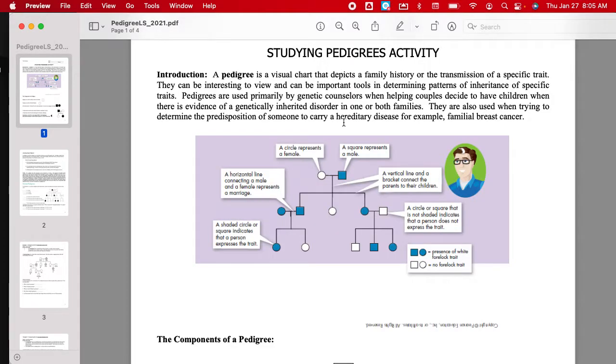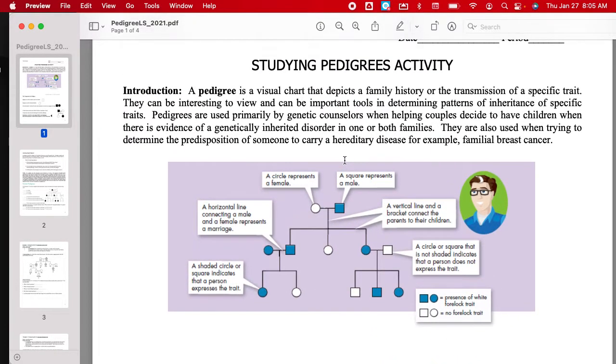I'm going to zoom in here so you can see this a little bit better. A pedigree is a visual chart that depicts a family history or the transmission of a specific trait. They can be interesting to view and can be important tools in determining patterns of inheritance of specific traits. Pedigrees are used primarily by genetic counselors when helping couples decide to have children when there's evidence of a genetically inherited disorder in one or both families.